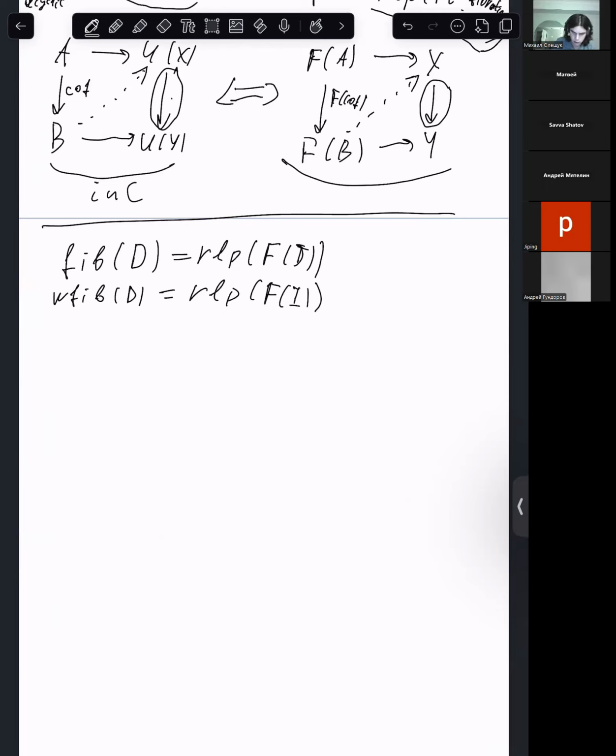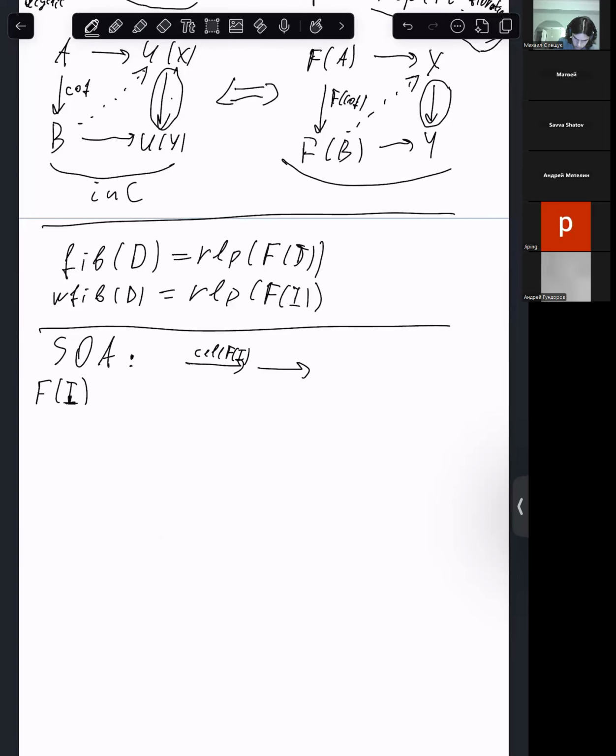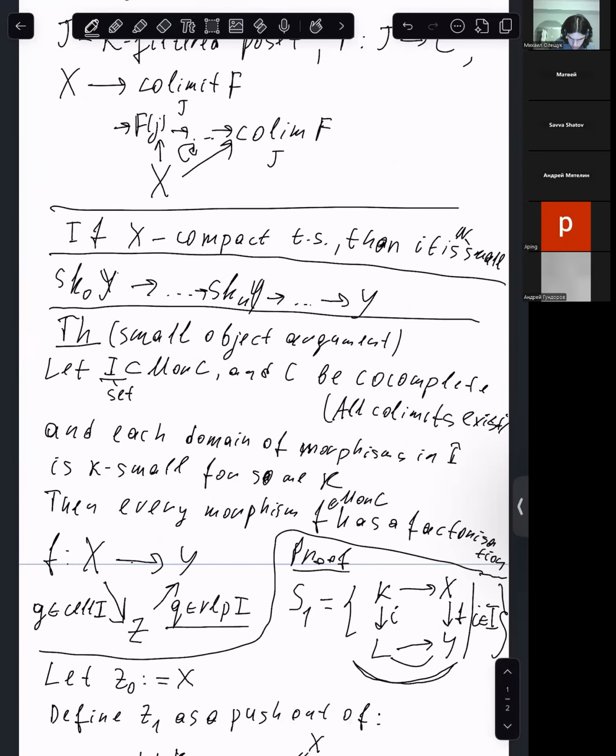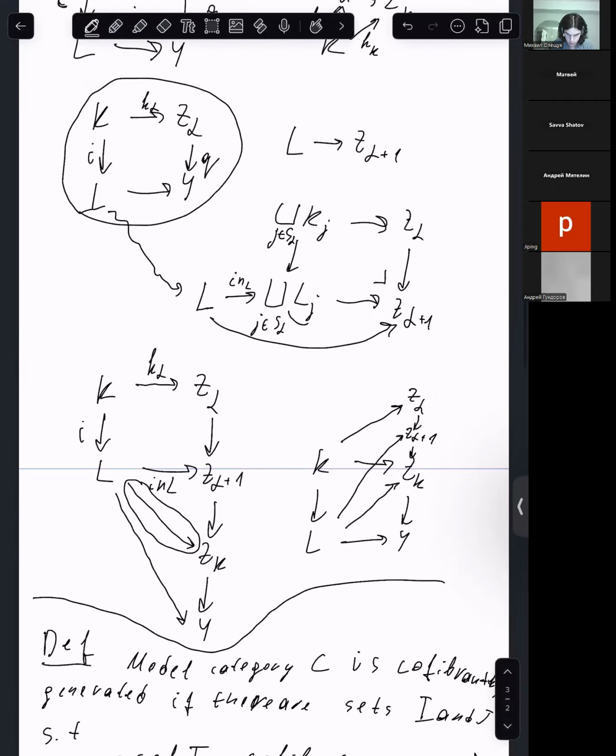So by the small object argument, we have for every map a decomposition of the type f of I. The small object argument that we use for f of I, which was I in the statement of the theorem, will be f of I now.